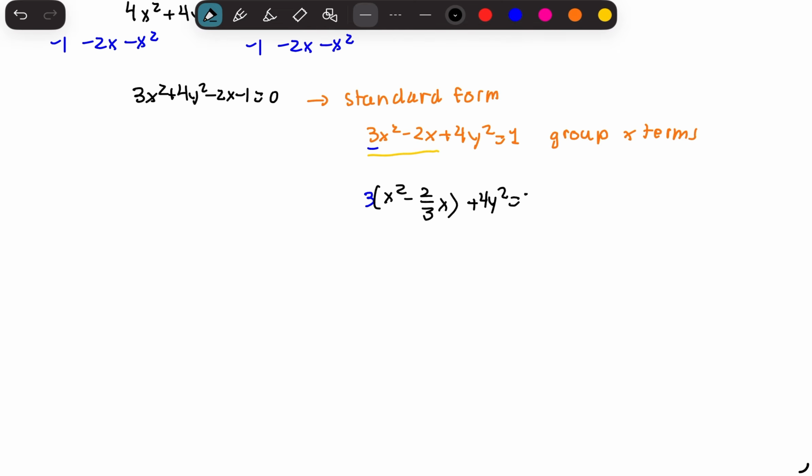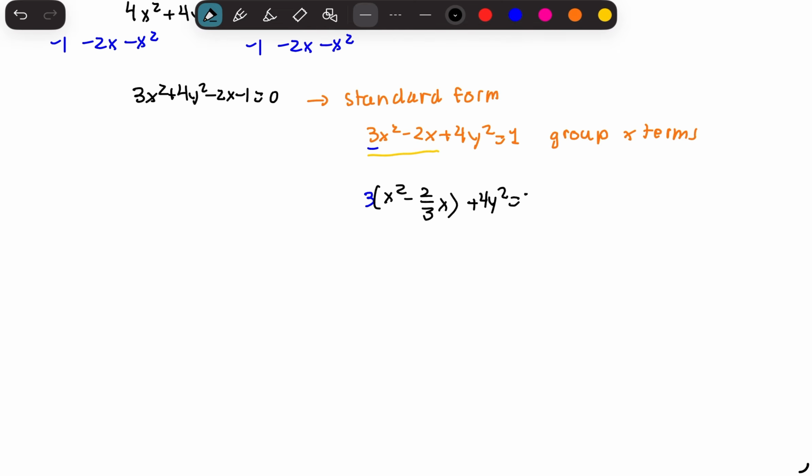Now, what you're going to do here is you're going to complete the square inside. So we're going to do x minus 1 over 3 squared minus 1 over 9. So that's going to be what's inside of there. Plus 4y squared is equal to 1. Now you're going to distribute that 3 actually.